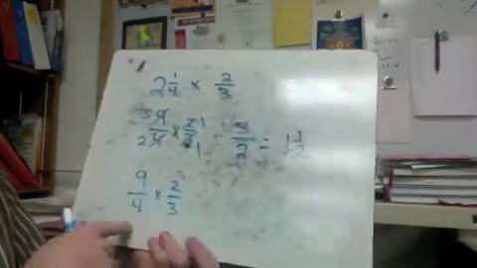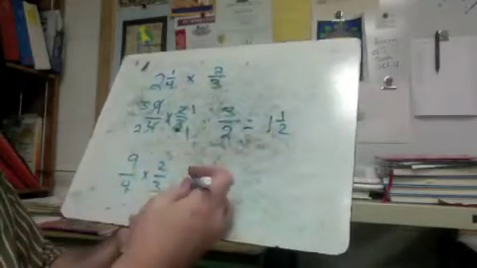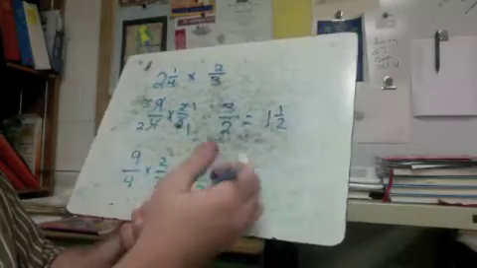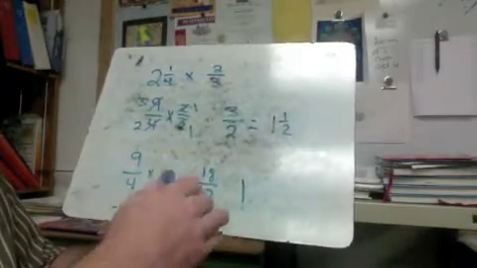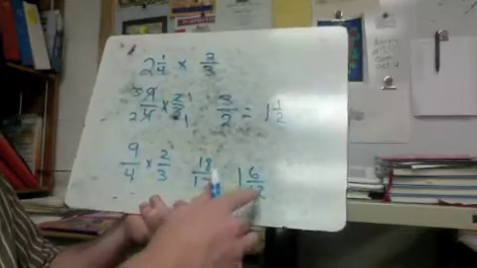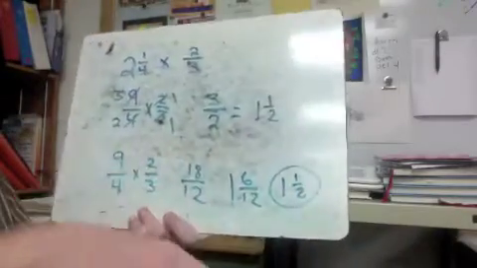So that would be 1 and 1/2. If you did it this way, 9 times 2 is 18. 4 times 3 is 12. 12 goes into 18 one time, and that would be 6 left over, 6/12. And then 1 and 6/12 is the same thing as 1 and 1/2.